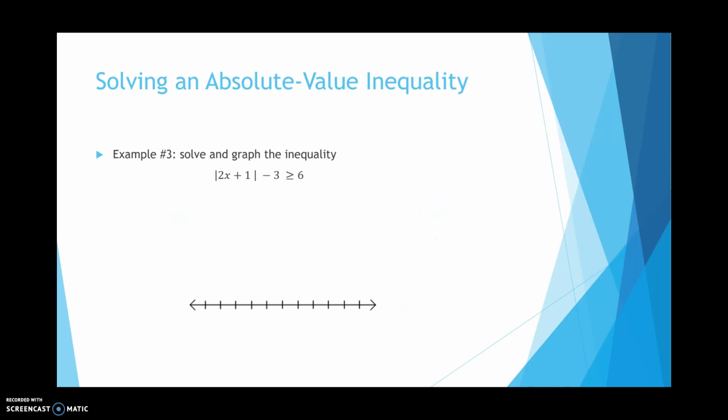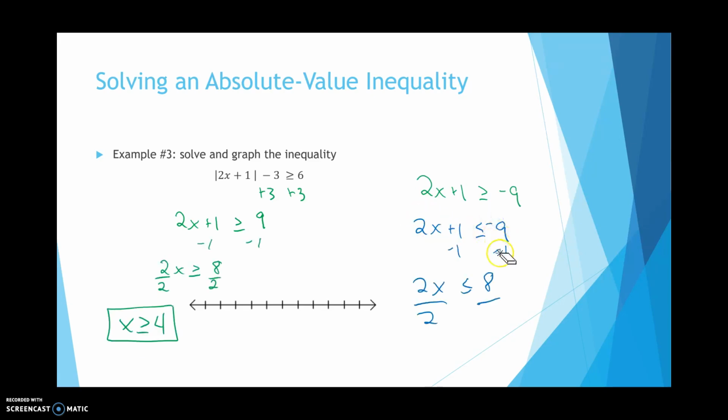Here we have another one, solving absolute value inequalities. Here we're going to add 3 first to both sides. So we have 2x plus 1 is greater than or equal to 6 plus 3, which gives me 9. I'll solve it in those terms. But then I also have to solve 2x plus 1 is greater than or equal to negative 9. But remember, when I add in that negative, I have to reverse the sign. So what I'm going to solve is 2x plus 1 is less than or equal to negative 9.